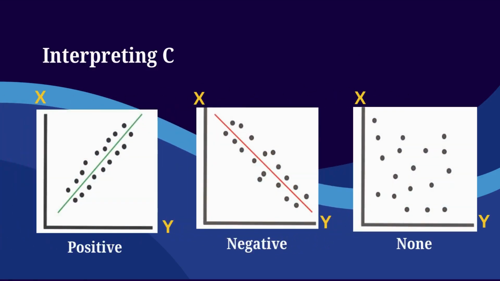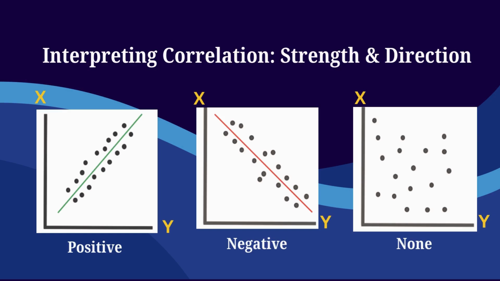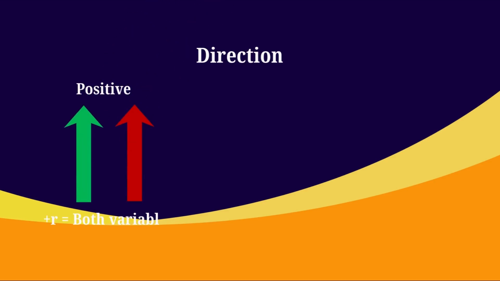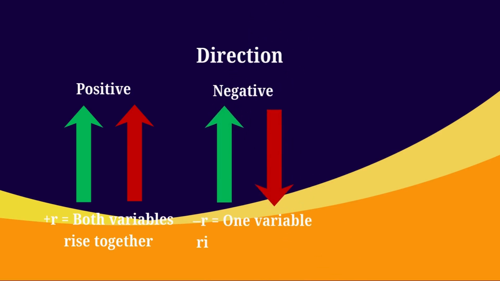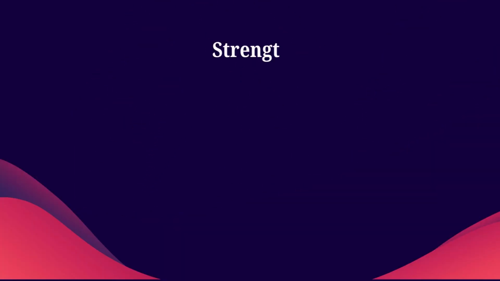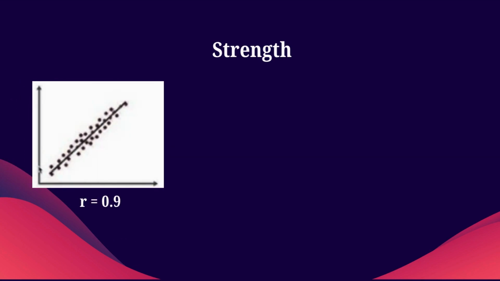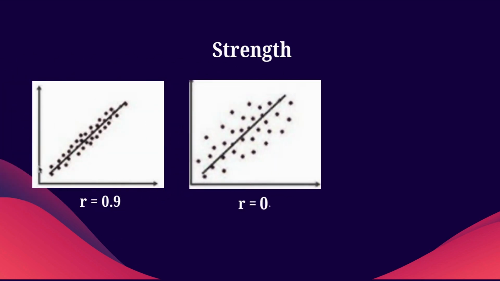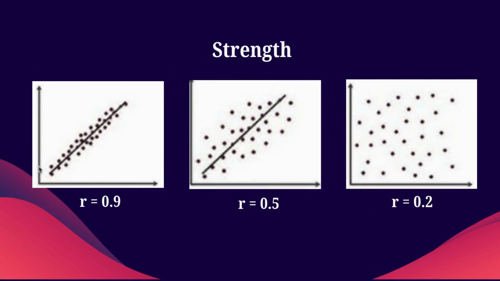Now that we know what a correlation coefficient tells us, whether it's Pearson, Spearman, or Kendall, let's learn how to interpret it, both in terms of strength and direction. The direction of correlation tells us how two variables move in relation to each other. A positive value means both variables increase or decrease together. A negative value means one increases while the other decreases. A value near zero means no consistent linear pattern. Then there is strength. The closer r is to plus 1 or minus 1, the stronger the relationship. The closer it is to 0, the weaker the relationship.